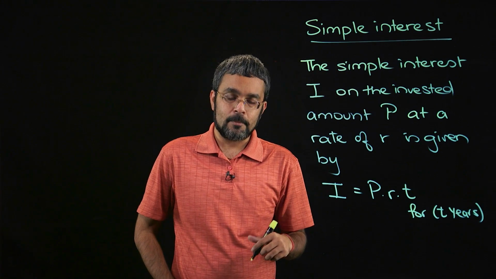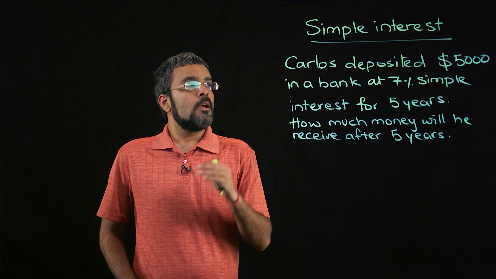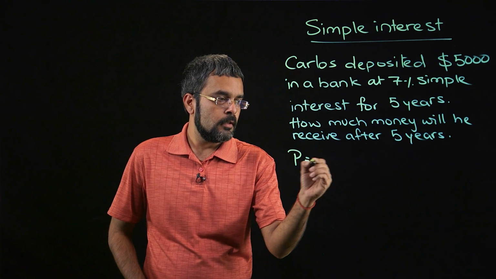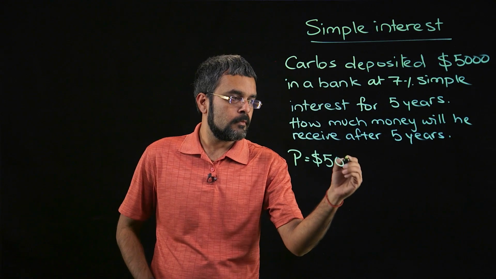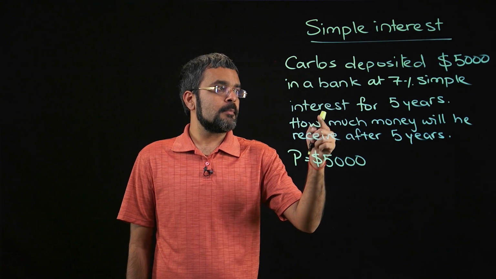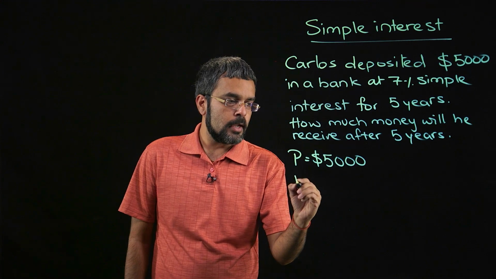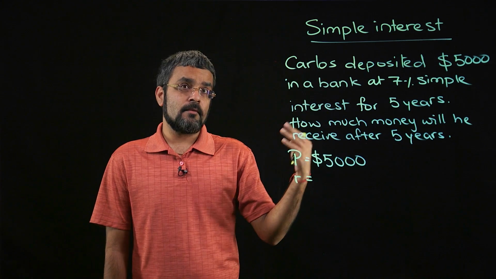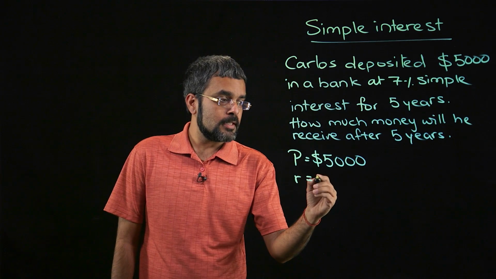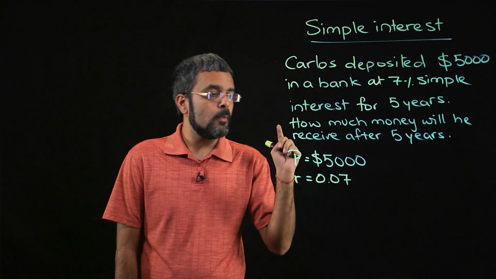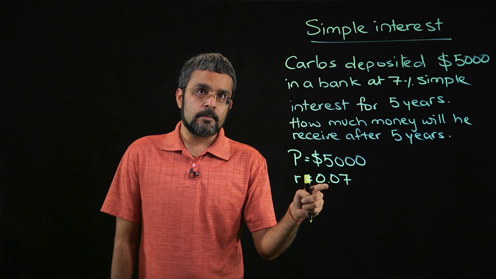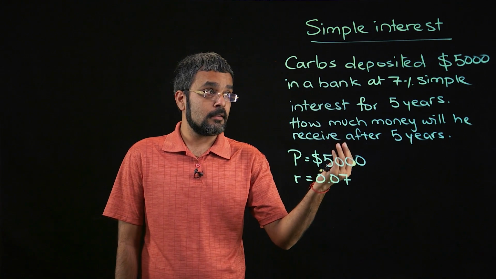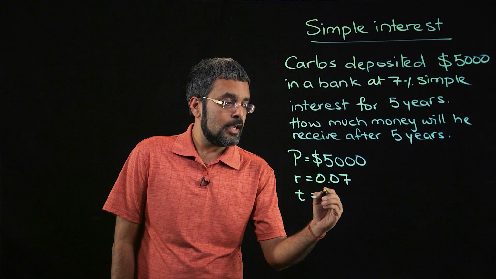So let's look at it in an example. Okay, so Carlos deposited $5,000 in a bank, right? So our principal is $5,000, okay, at 7% simple interest for 5 years. So our interest rate is 7%, but when we use interest rate in a problem, we don't write it as 7, we rather write it as a decimal. So 7% is 0.07. So remember, we always use the interest rate in decimal when using in a formula, but when you report it, we don't report it as a decimal, we report it as a percent. Okay, and then my time t here is 5 years.